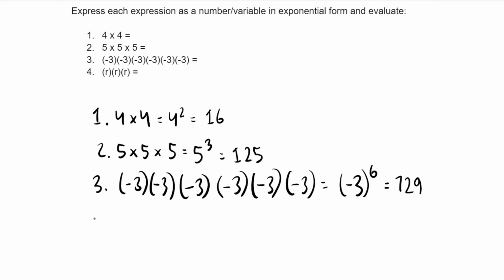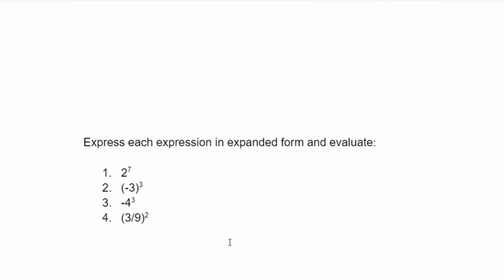So here, final question, r times r times r. This is r being multiplied by itself 3 times, so r to the power of 3. Now, we do the opposite. Express each expression in expanded form and evaluate.